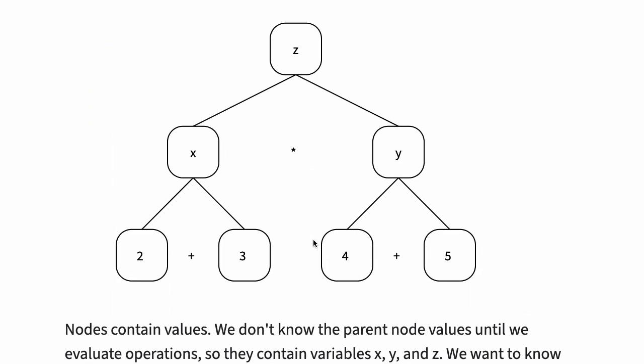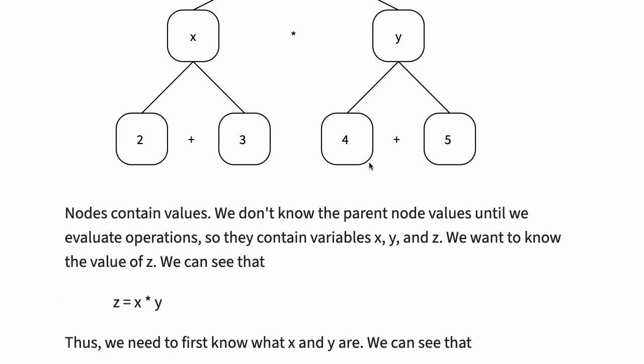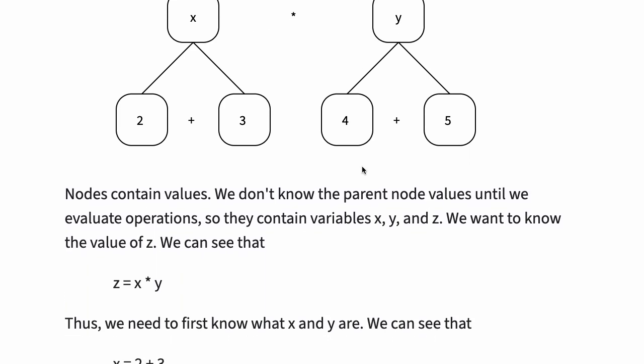Here is the expression family tree. Nodes contain values. We don't know the parent node values until we evaluate operations, so they contain variables x, y, and z. We want to know the value of z. We can see that z is equal to x times y. Thus, we need to first know what x and y are.